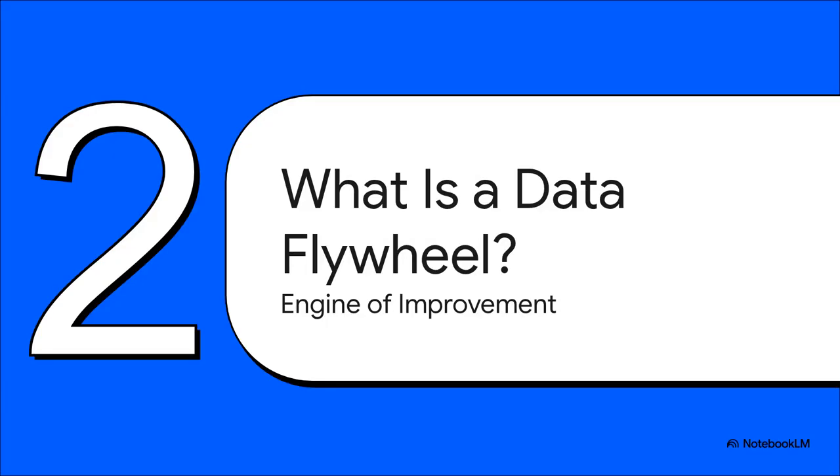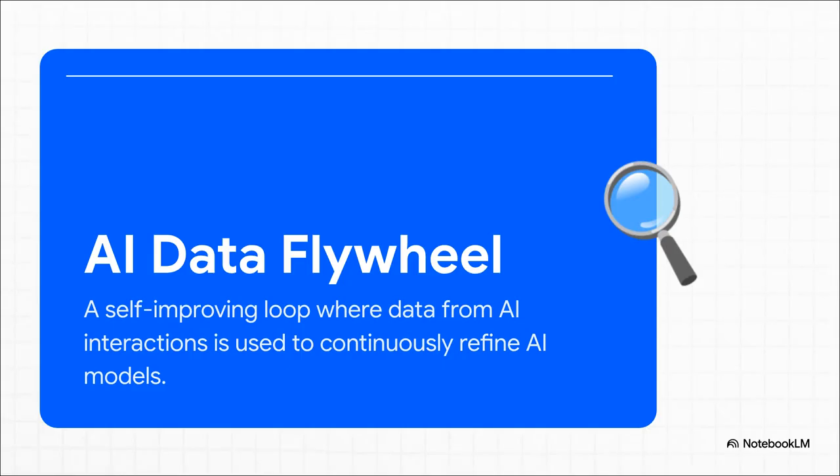So, what's the answer to all this friction? Well, it's this really cool concept called the data flywheel. This is the engine that drives non-stop automatic improvement for your AI. At its core, the AI data flywheel is basically a self-improving loop. See, every single time a person interacts with your AI, new data gets created. The flywheel is the system that grabs that data, all the questions, the answers, the feedback, and uses it to automatically make the AI model better. It's a learning loop that never stops.